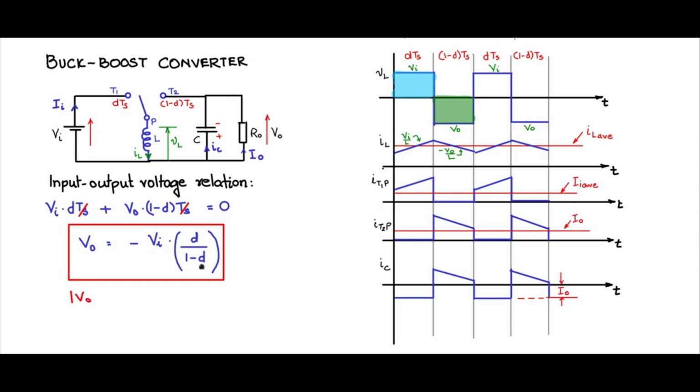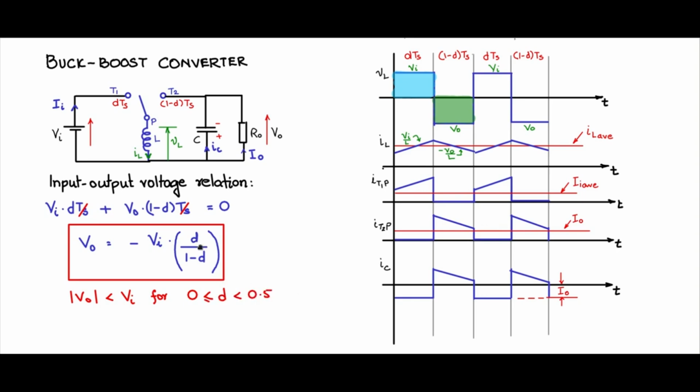So if you look here, the absolute value, only the magnitude of the V0 I am considering, is less than Vi, it's the buck operation, for the value of D 0 to 0.5.